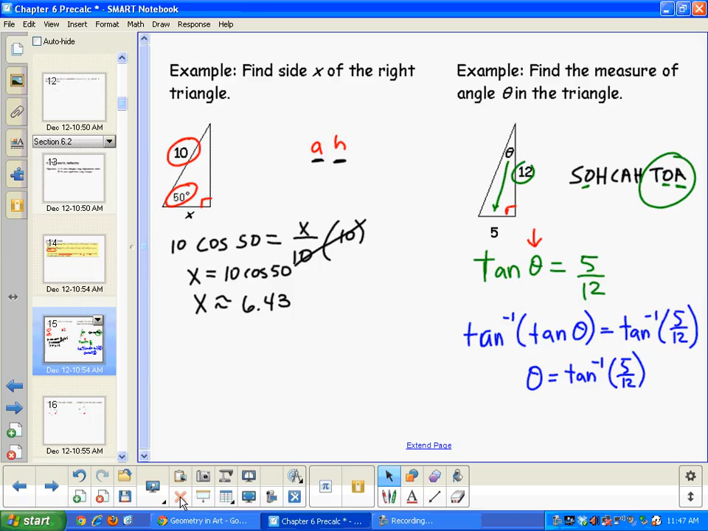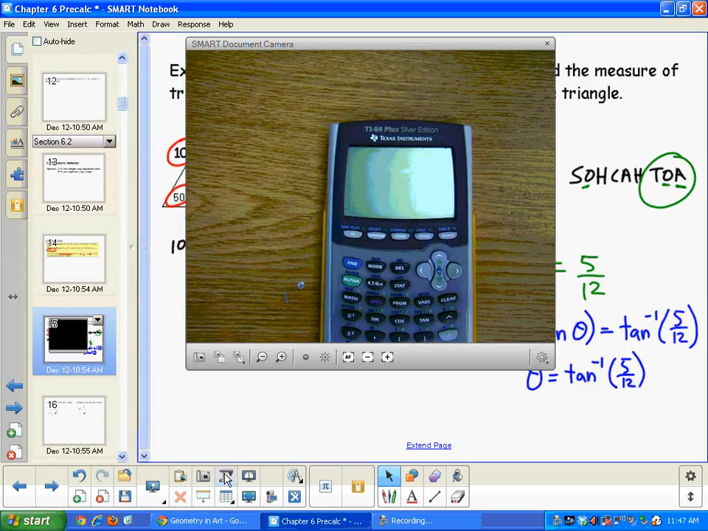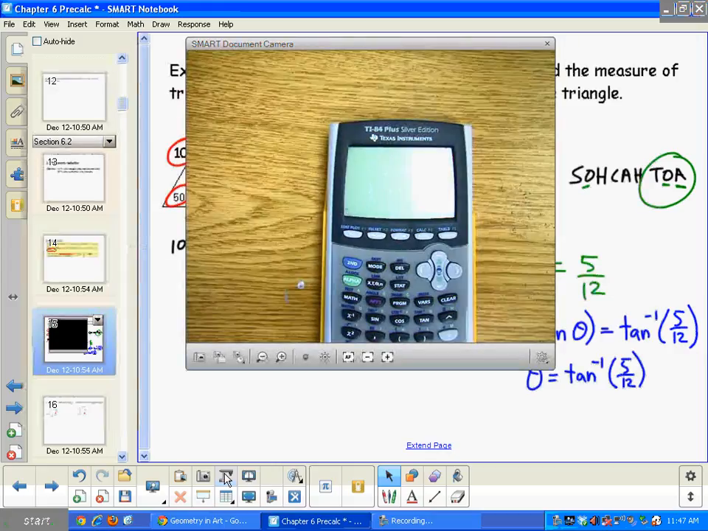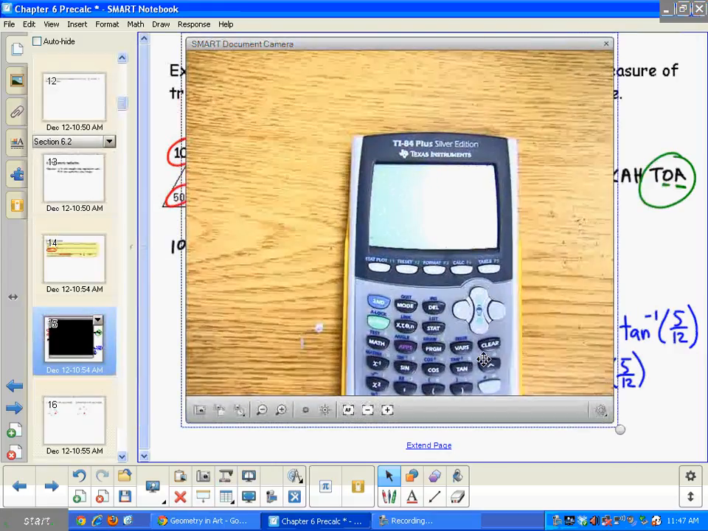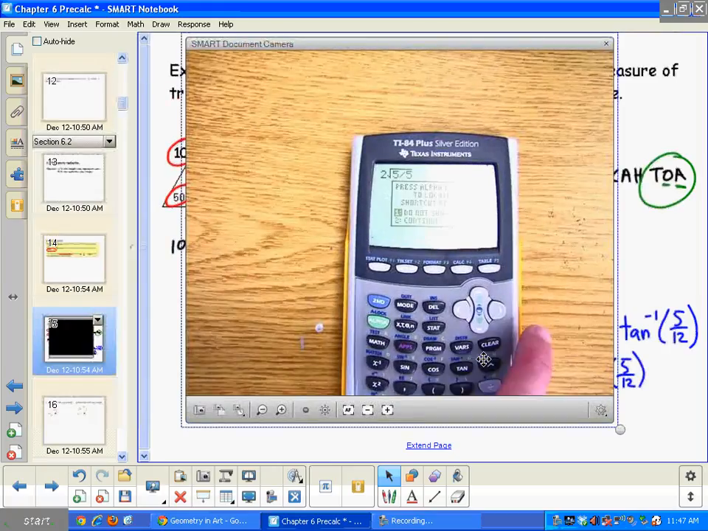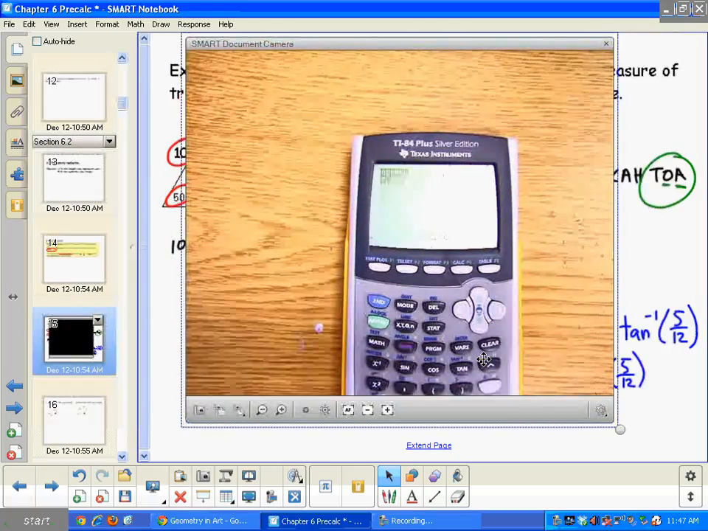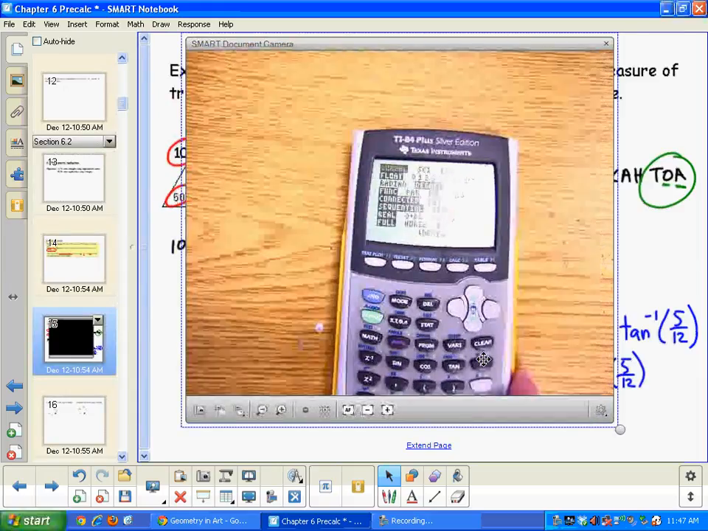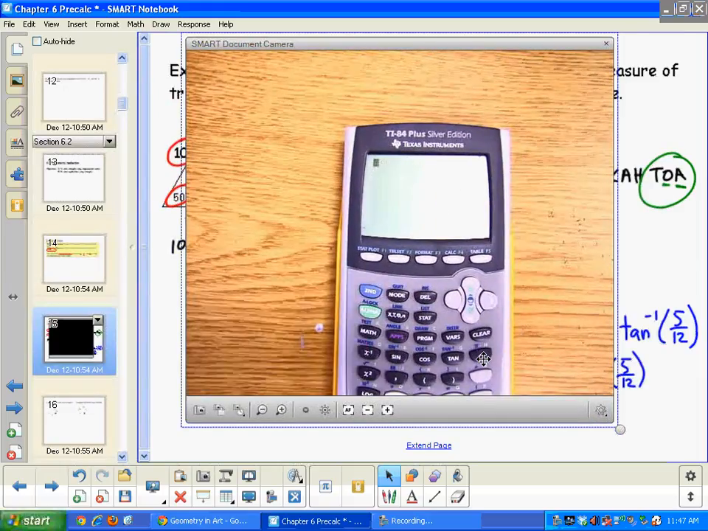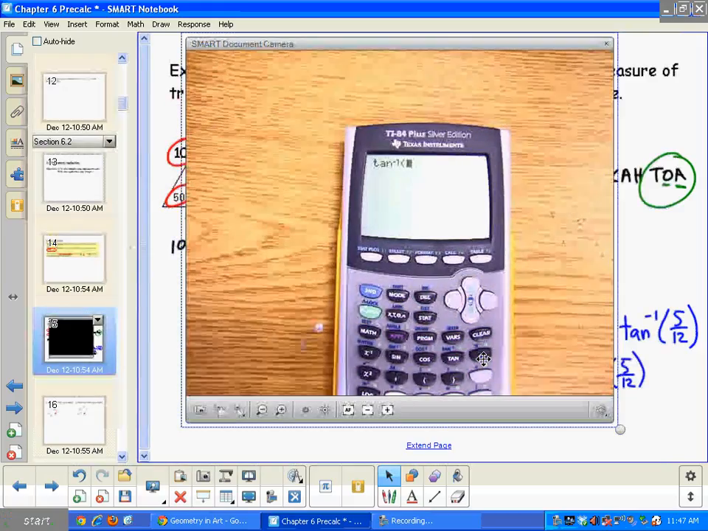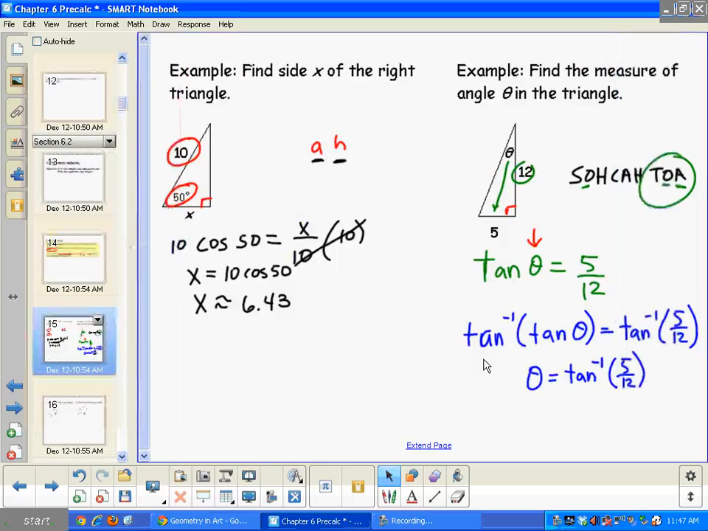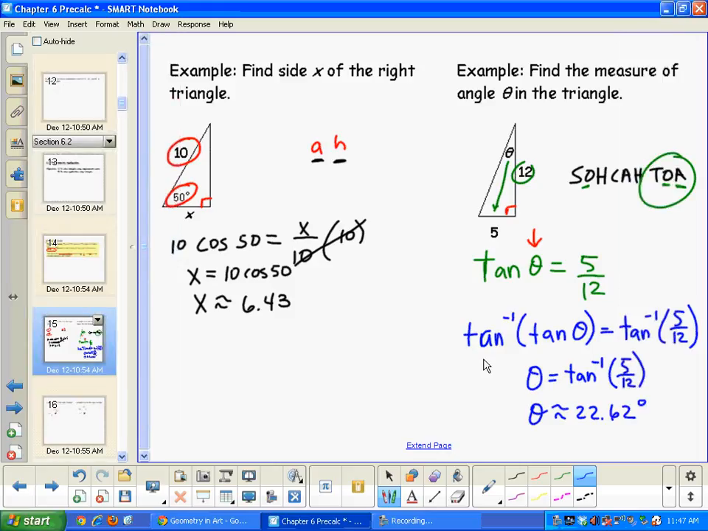So let's take a look at what we're going to use here. I've got my calculator, check my mode, and I am in degree mode. So that's good. So I want to use second tangent, which pulls up the inverse tangent of 5/12. And I get approximately 22.62. And that's degrees.